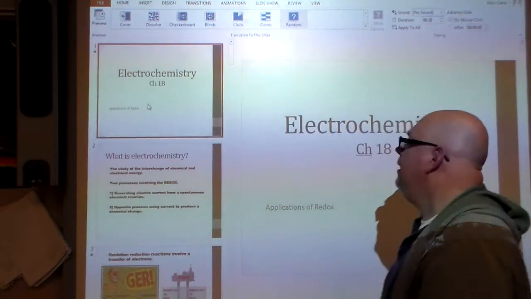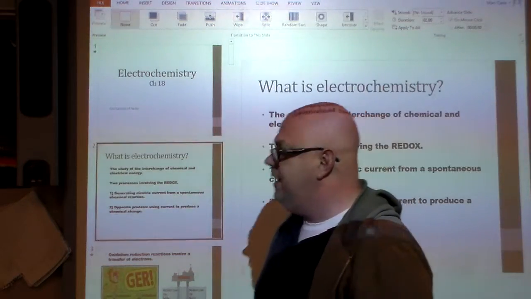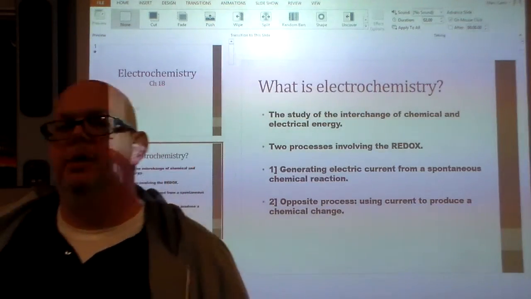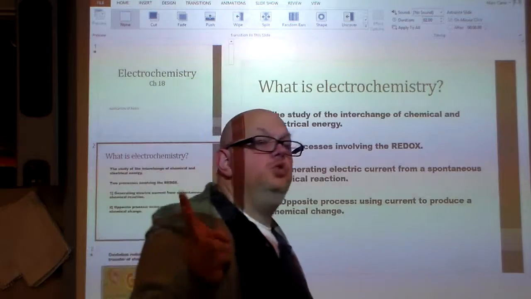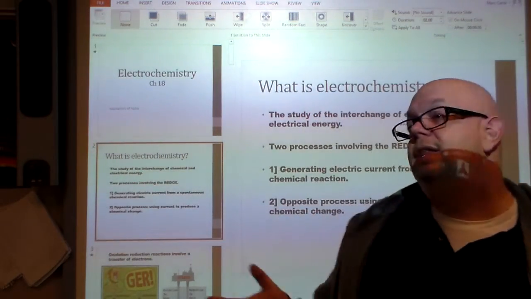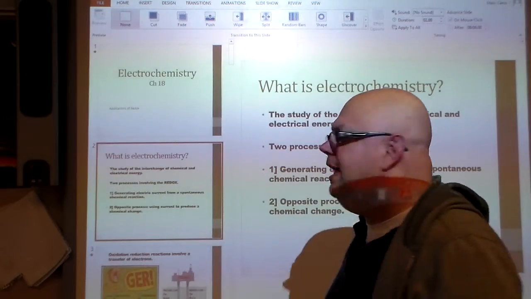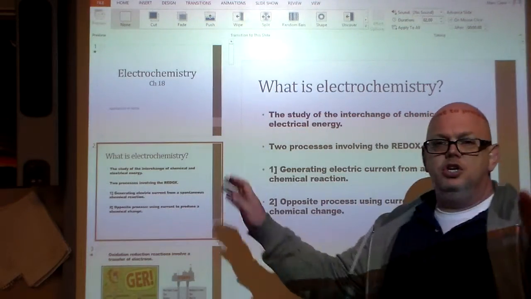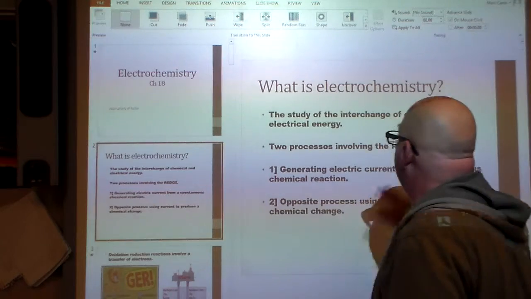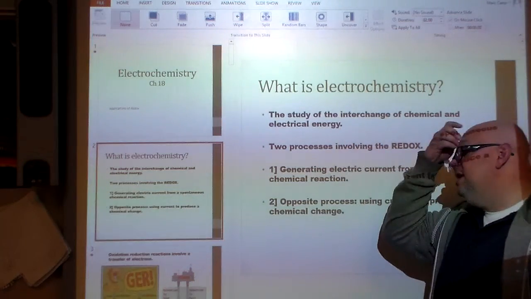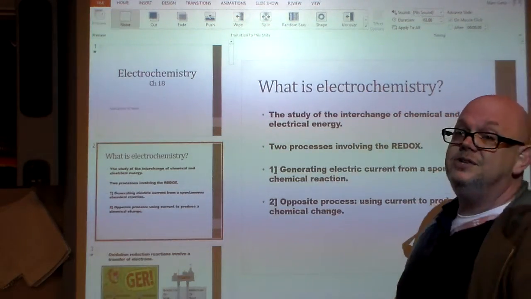So if we look at electrochemistry, we're looking at an interchange of electrical and chemical energy. Now they're both energy, but it is different, because electrical energy is basically made up of electrons. Oh, call me crazy, electrical electrons. No connection whatsoever. Yeah, right. But the thing is that these two processes do involve redox equations.